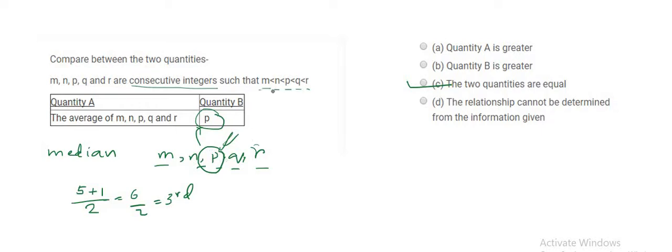Now if the specific relationship that M is less than N is less than P is less than Q is less than R was not given, in that case we wouldn't be able to arrange this in increasing order, and we wouldn't be able to identify the median, and then the answer would have been D, that the relationship cannot be determined. So before answering, we have to find what information is available, and based on that whether we can answer the given question or not.